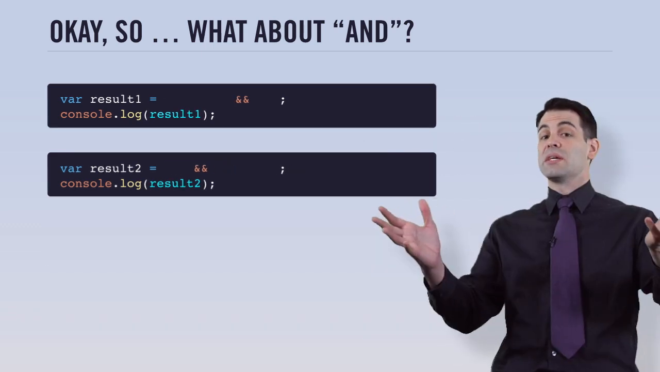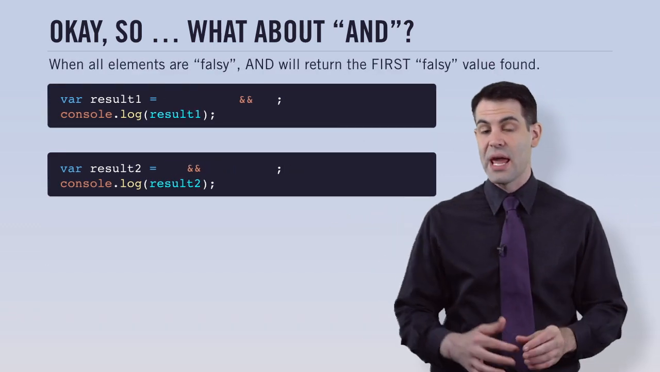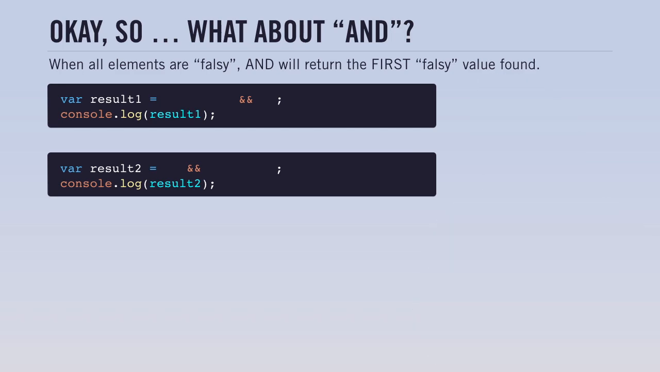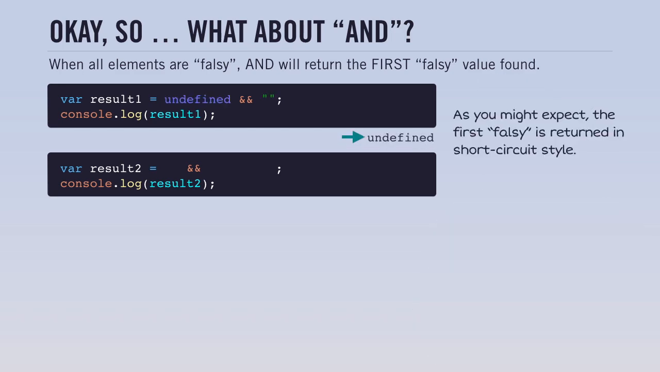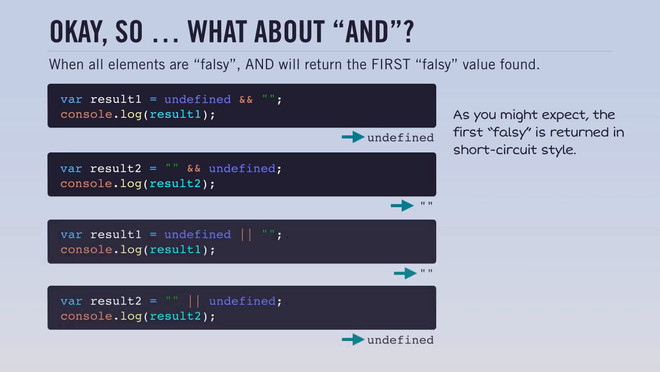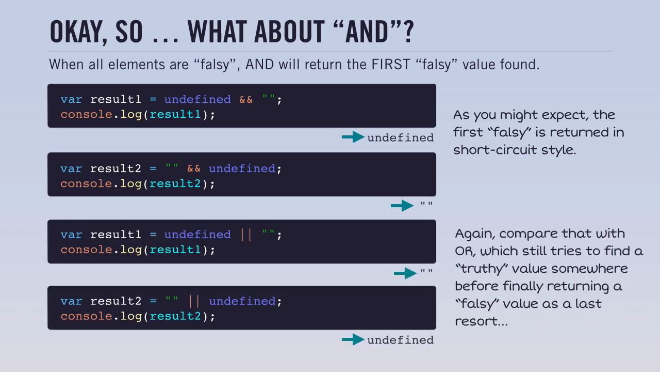What happens when they're falsy? What happens when both elements of an AND operation are falsy? You can see in result 1 and result 2 that we've short-circuited on undefined and the empty string, respectively, because there's no need to check for any further truth values when we've already found a false. Let's contrast that with the OR situation, which needs to look through all of its entries before finally returning a false value if that's all that was there. So inside result 1 and result 2, we get the empty string for result 1 and undefined for result 2.